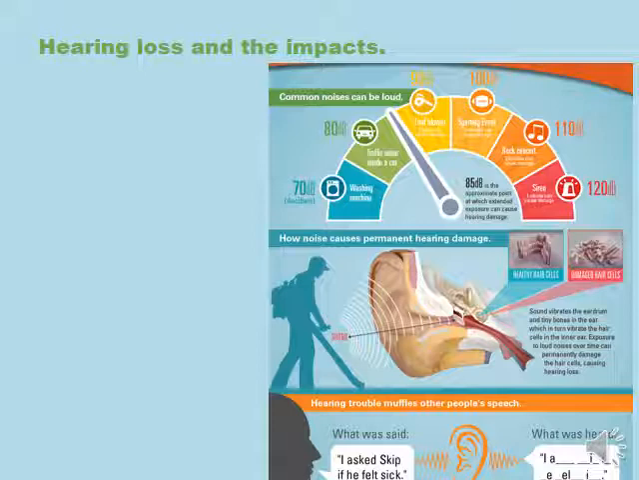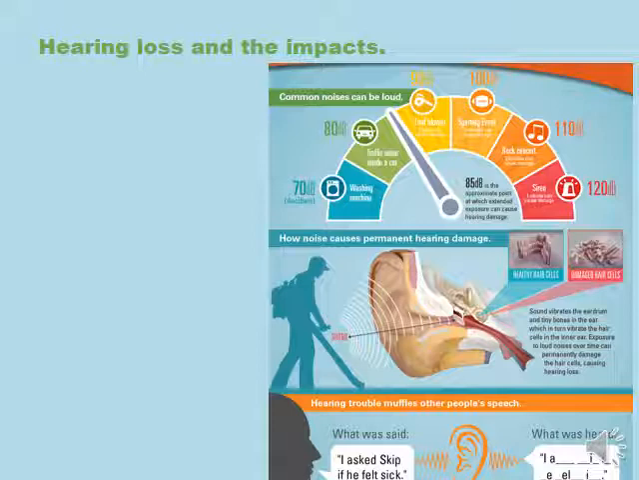But again, it's also the psychological element of, at one point I used to hear everything, now I can't, and now you're asking me to utilize a hearing aid, and I don't want to use a hearing aid because I'm not old. And again, you have all these different psychological elements that go into the aspect of hearing loss. So again, you have how noise causes permanent hearing damage.